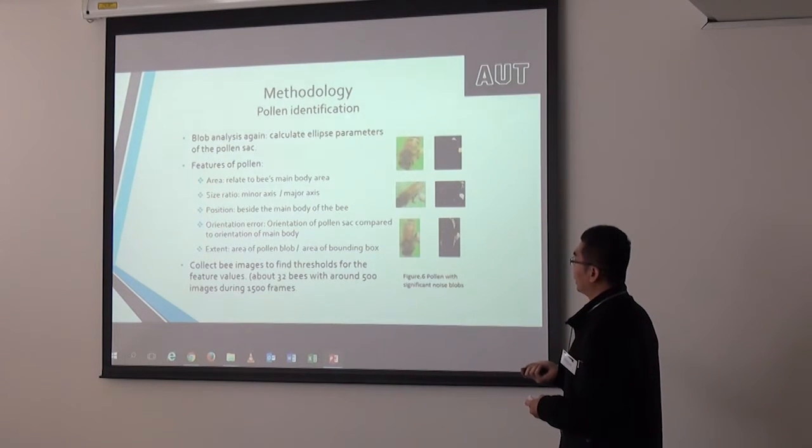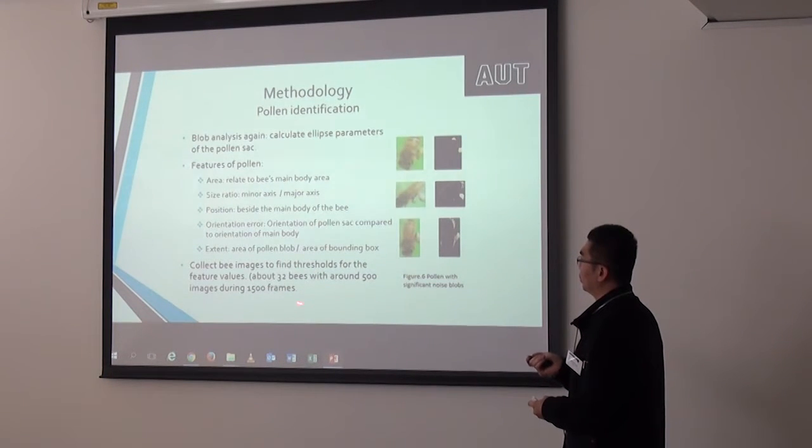And then I just collect 1,500 frames in here. The problem is video is a frame flow. So I collect these in 1,500 frames, about a 30-second video. And in the video, we got 32 bees with pollen. For these 32 bees I collected around 500 images. I calculate all these 5 features in these 500 images and calculate the mean value and variance and try to find thresholds and use these thresholds to identify the pollen.